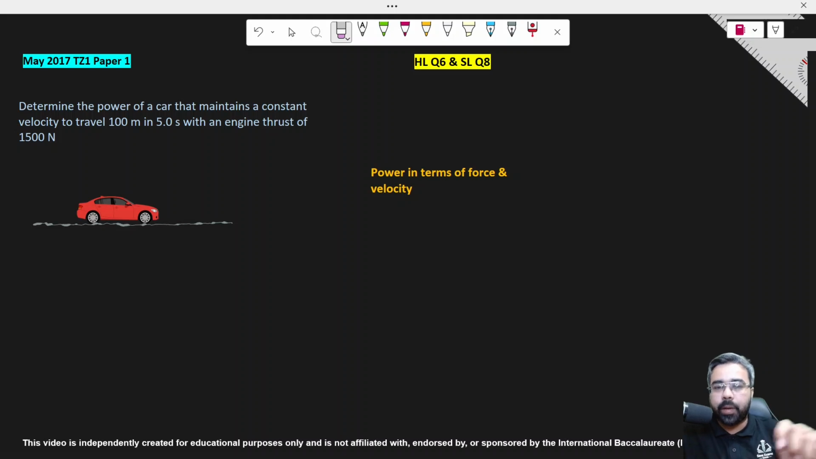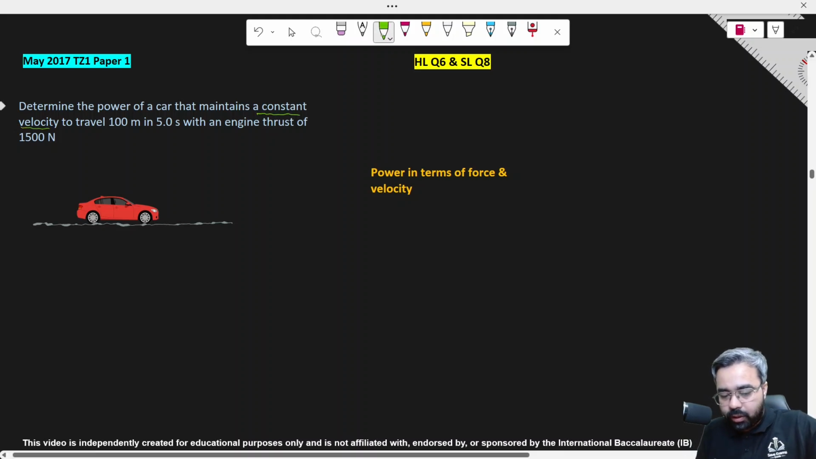In this question, we have to find the power that is required to maintain the constant velocity of the car despite the resistive forces.